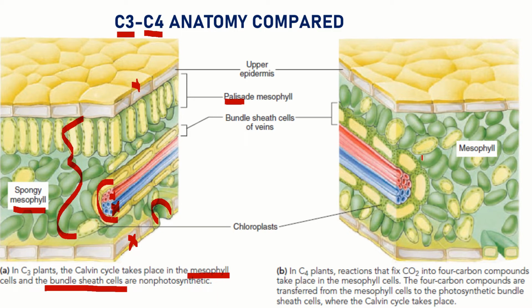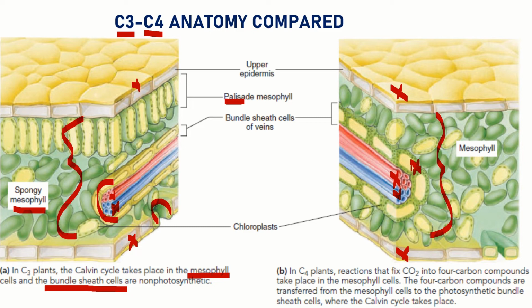And this is the C4 plant's anatomy. You have the upper epidermis, you have the lower epidermis. Between them, we can see the complete mesophyll. Remember, it is not differentiated into palisade and spongy. And here you have the xylem and phloem, and here you have the vascular bundle.